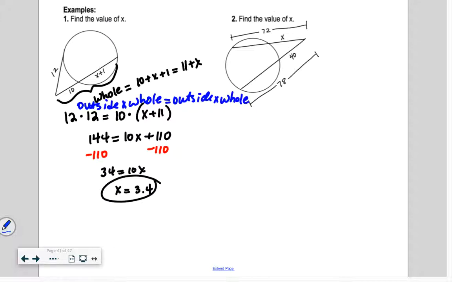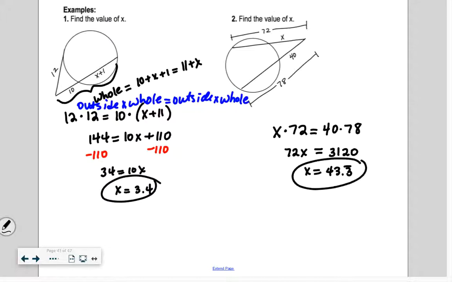Okay, let's try that on this one. Do we have outside times whole equals outside times whole? It's set up nicely for us, isn't it? x times 72 equals 40 times 78. Done. Well, not really done. 40 times 78 is 3,120. We divide by 72, and we get x equals 43.3 repeating. If you wanted to write it as a fraction, it would be the same as 130 over 3. That works as well.